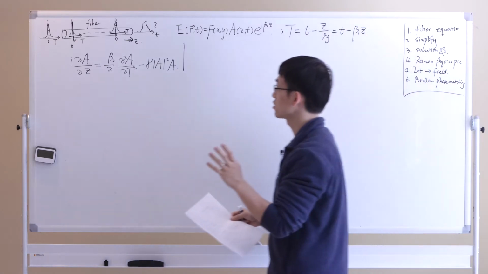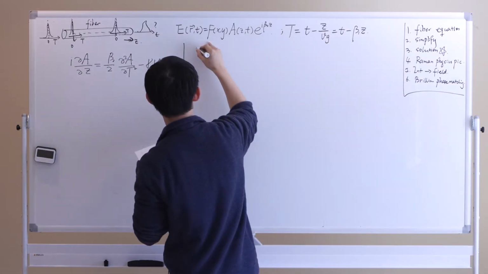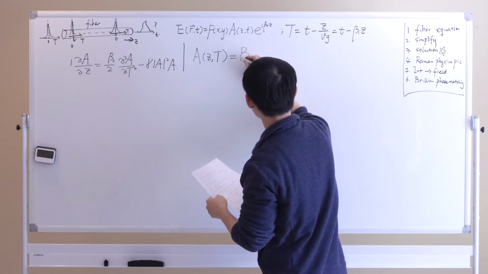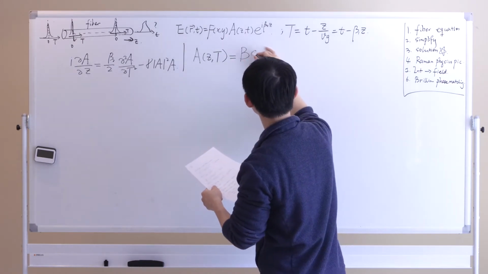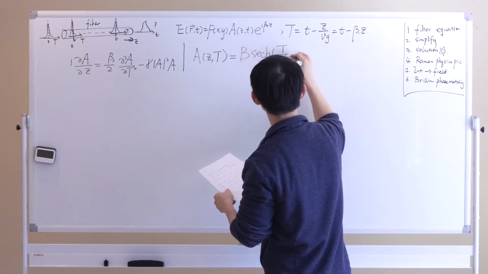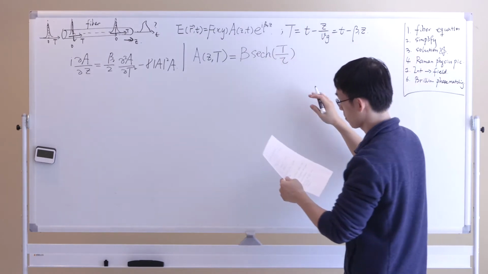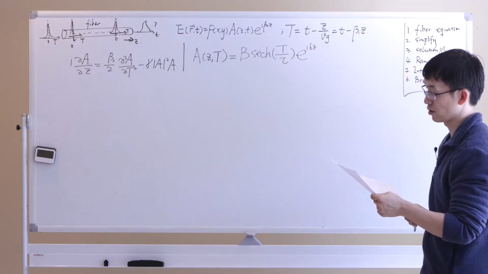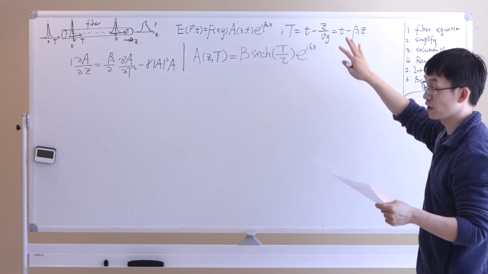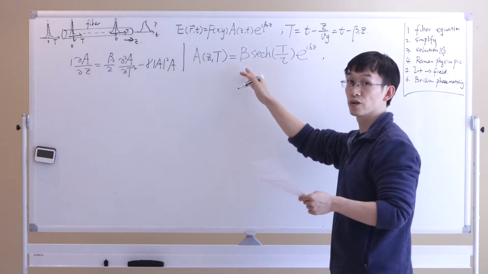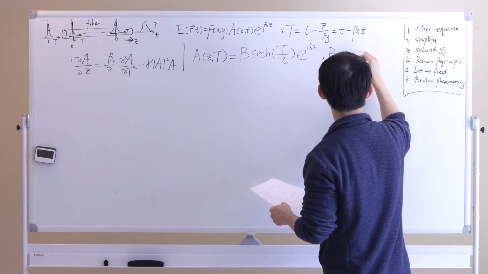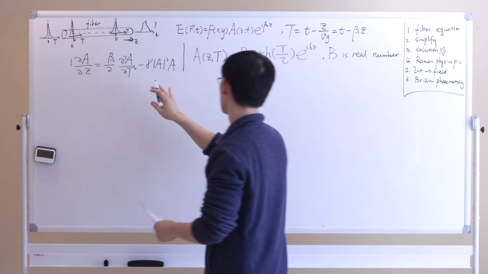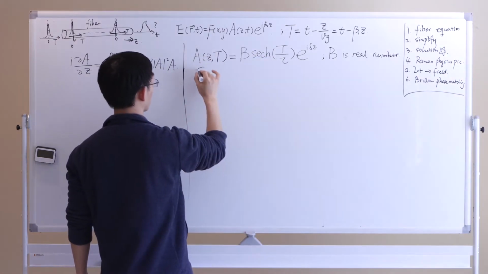A standard solution to this is A(z, T) equals, there's the amplitude of your wave, we call it B, and then a sech function. Tau you can think of as a pulse width. And then there's a propagation constant, where delta you can think of as the propagation beta or k. And to make things really simple, we can say B is a real number. This form of solution is just one of the possible solutions. It's called the soliton solution.